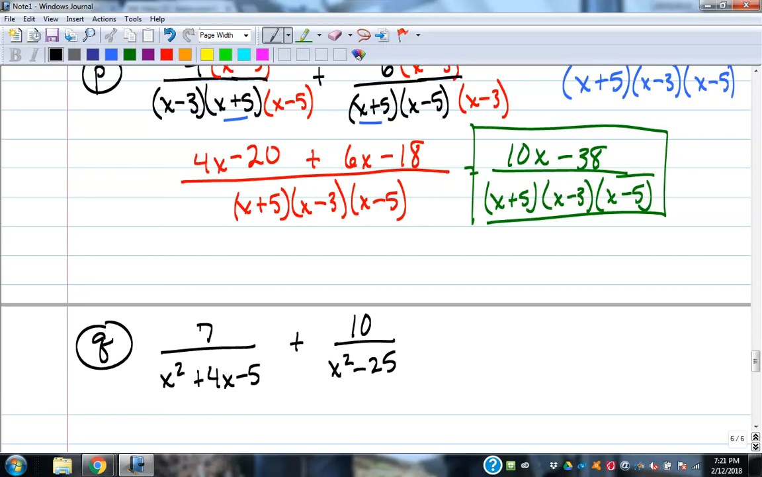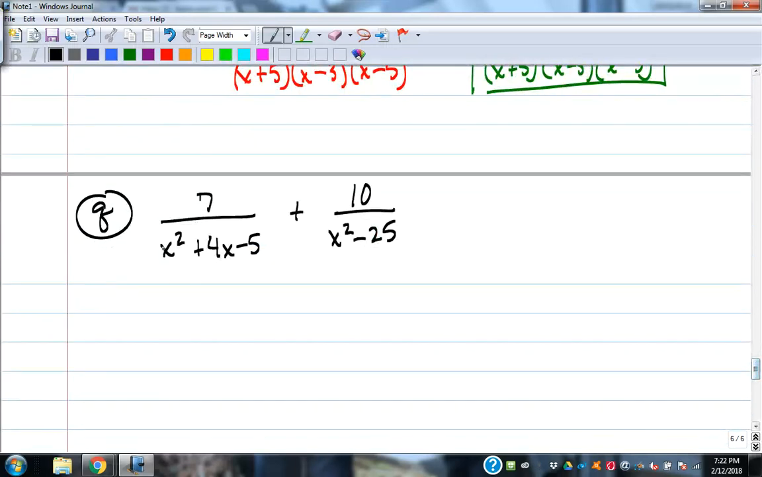What's different about this one and example P? Not in factored form. So let's factor, everybody, in the denominators. Don't worry about factoring numerators. Just worry about factoring denominators on addition and subtraction. Multiplication and division, you've got to factor everybody. But addition and subtraction, you only have to factor the denominators, which makes those a little bit better.